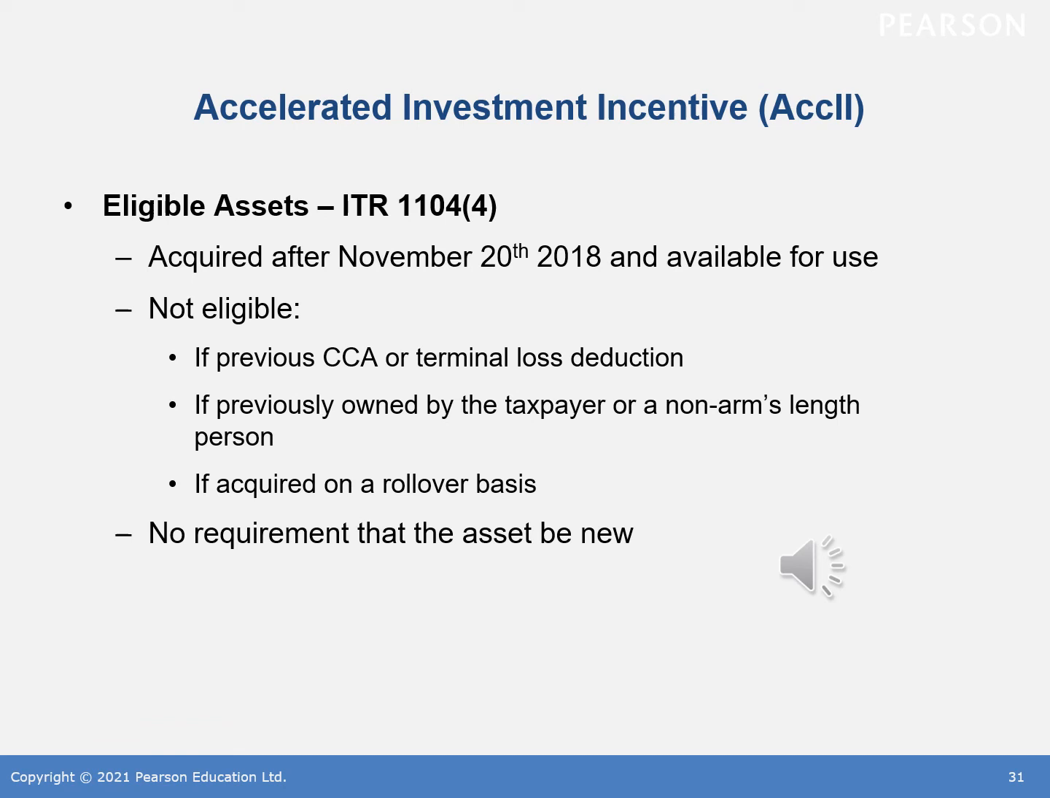And eligible assets are for anything acquired after November 2018. In most cases, a couple of exceptions where if it was previously owned by the taxpayer or if it was acquired on a rollover basis. However, the asset does not necessarily have to be new, so it could be a used asset that the organization bought for purposes of producing income that would qualify for this incentive.